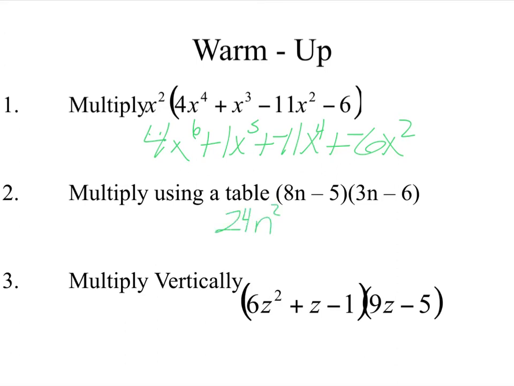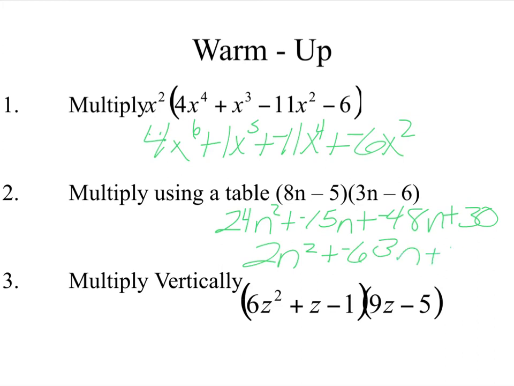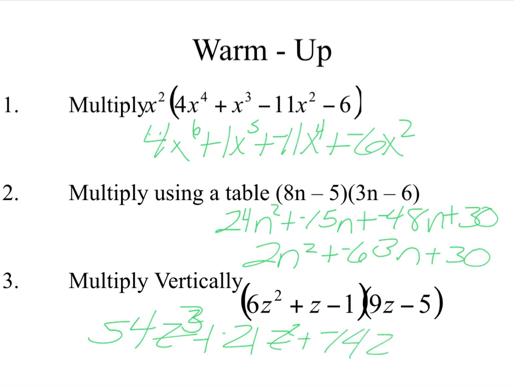We would have 24n squared plus negative 15n plus negative 48n plus positive 30. So that would give me 24n squared plus negative 63n plus 30. Whether you use the box or the long multiplication for the third one, we actually did this one in class yesterday, so I'm not going to show it completely worked out again, but positive 54z cubed plus negative 21z squared plus negative 14z plus 5.